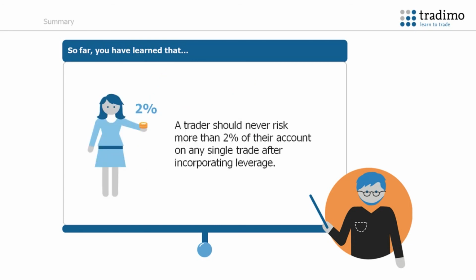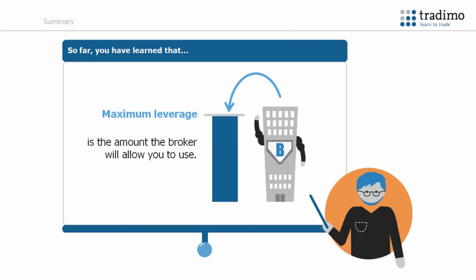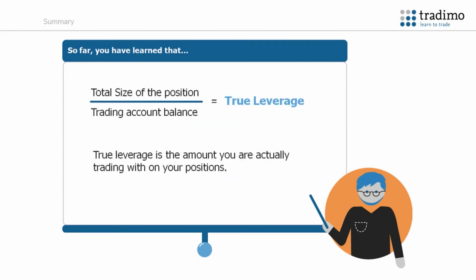You must never risk more than 2% of your trading capital on any trade after leverage has been applied. The amount of leverage available to a trader is set by the broker. And finally, the true leverage is the leverage for any given trade, and it is calculated by dividing the size of the position by the amount in a trading account.